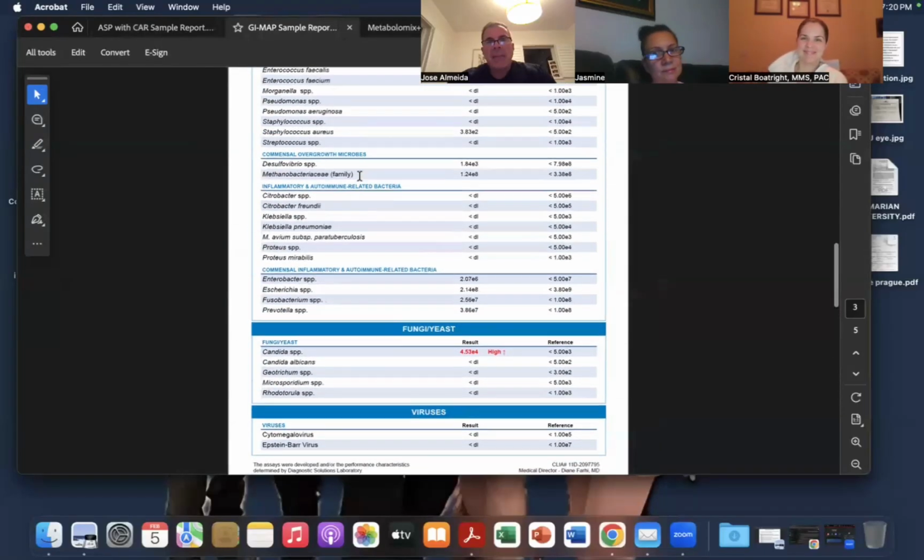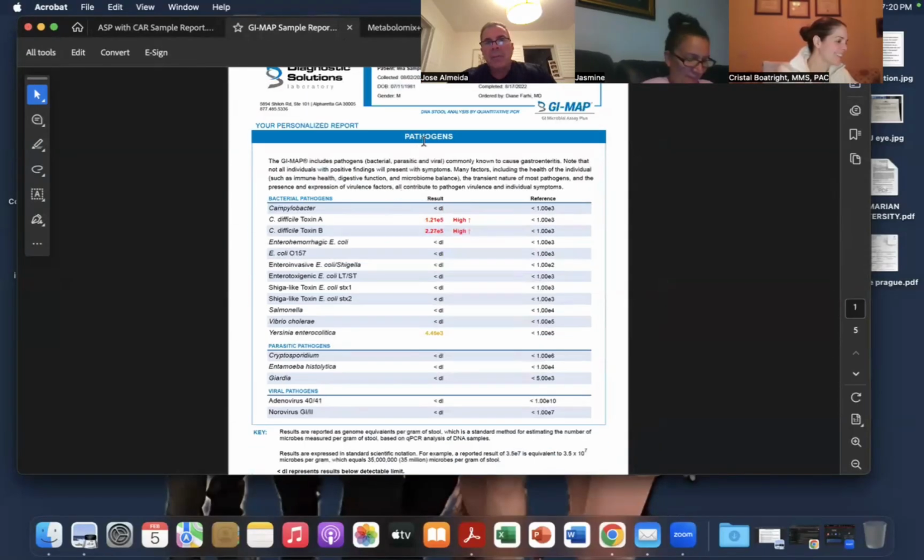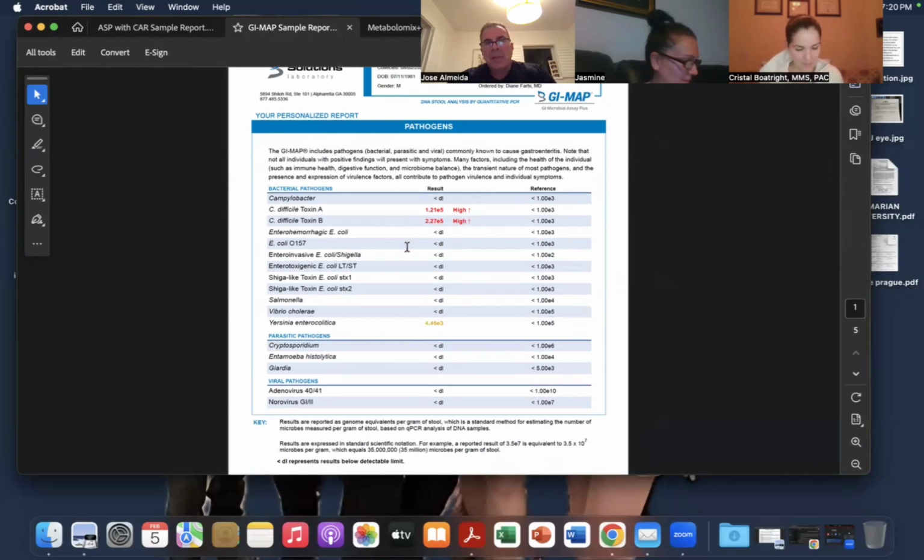This is a GI map. Let's just go through this. That's so cool. Pathogens. And like we said before, we don't need to get into the weeds on the numbers or the actual bugs. We want to see high level, big picture.